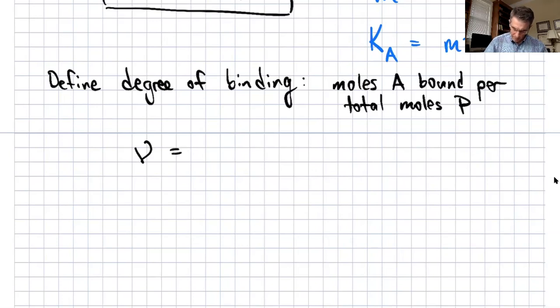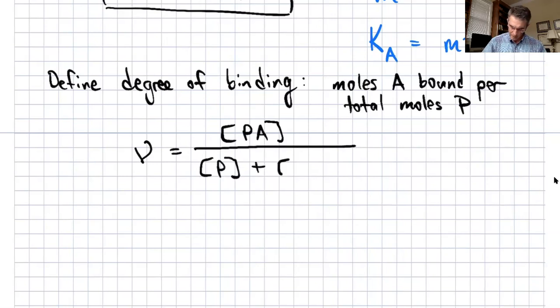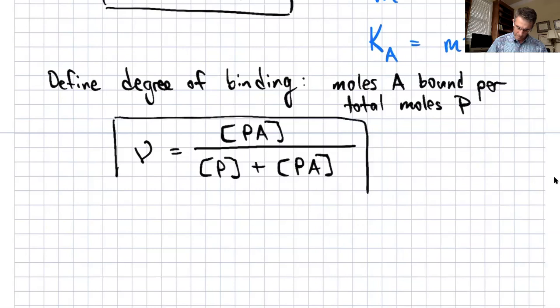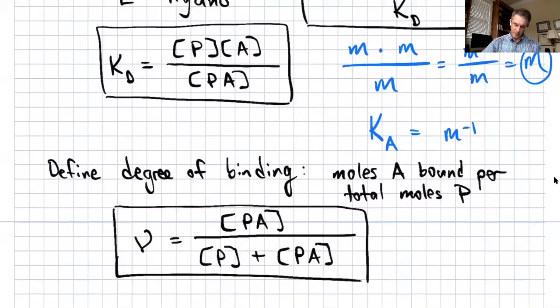The moles of P bound is equivalent to the concentration of our PA complex divided by the total amount of P, which is a combination of the amount of P that has no ligand bound, plus the amount of P that's bound. Okay, that's pretty simple. So that's what we want to end up measuring, but for this to be useful, we need to figure out a way to put these two ideas together. We need to link them up somehow so that when we measure, in principle, the degree of binding, we can extract from that measurement the dissociation constant and the stoichiometry.